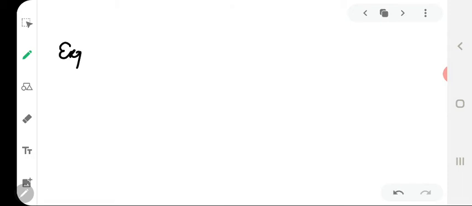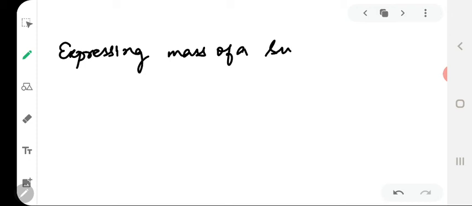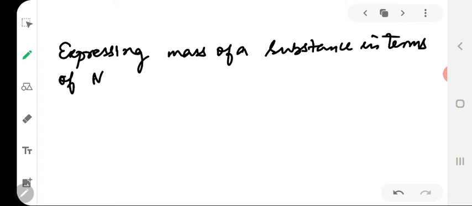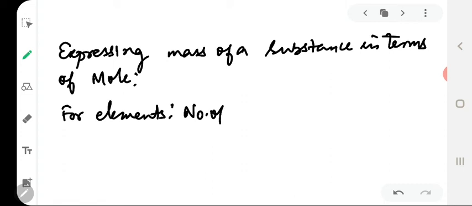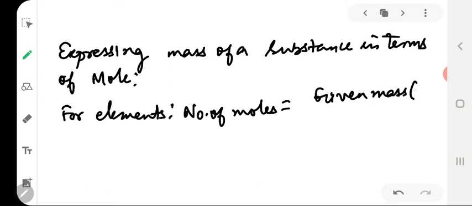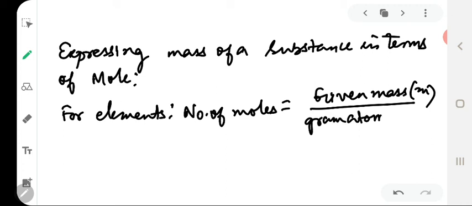How to express mass of a substance in terms of mole? So elements have atomic mass or gram atomic mass. Similarly, the compounds have molecular mass or gram molecular mass. Both can be expressed in terms of moles. So, for elements, number of moles be equal to the given mass, if suppose it is represented by M, divided by gram atomic mass.